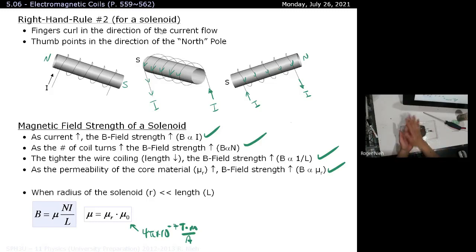Okay, so if your mu r is at 1, you're just as bad as air or vacuum space. If your mu r is less than 1, you make magnetism worse. And if your mu r is greater than 1, then you can make a better solenoid.